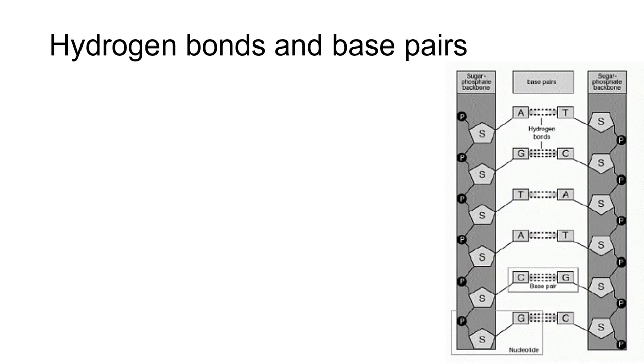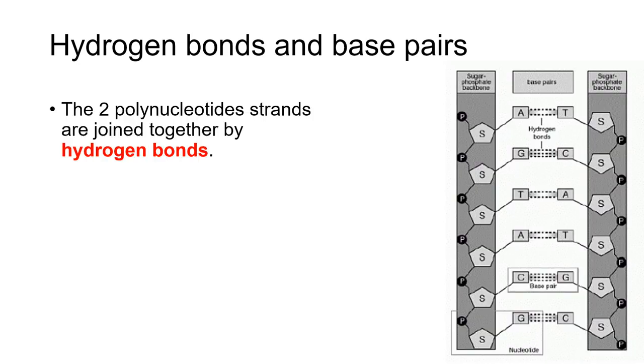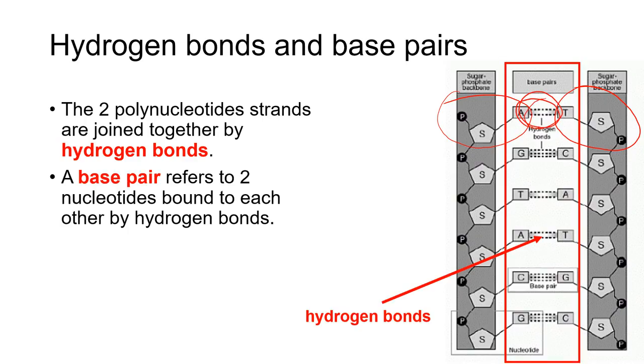Now, in order for the 2 polynucleotides to stick together, you can see that they are bound together by hydrogen bonds. Over here, you can see that this is one nucleotide, and there is another nucleotide on the other side. The reason they are stuck together in a double strand is because they are connected by what we call hydrogen bonds. And this is known as a base pair.